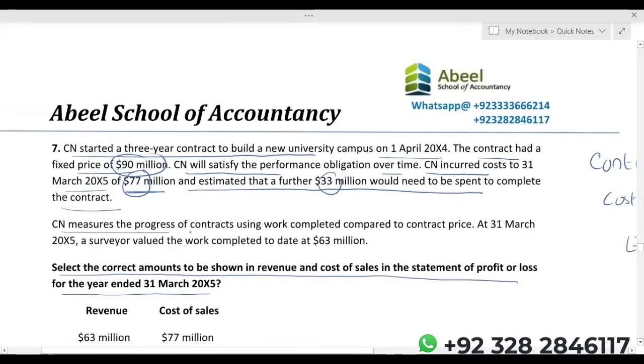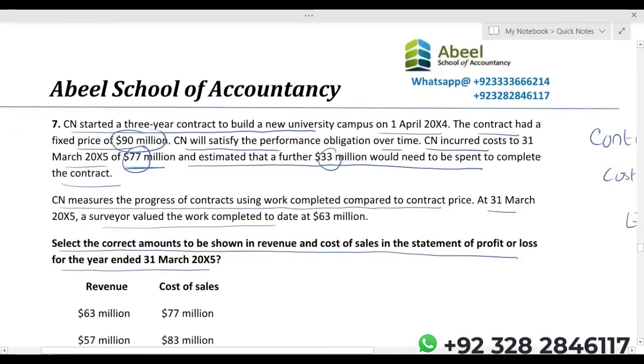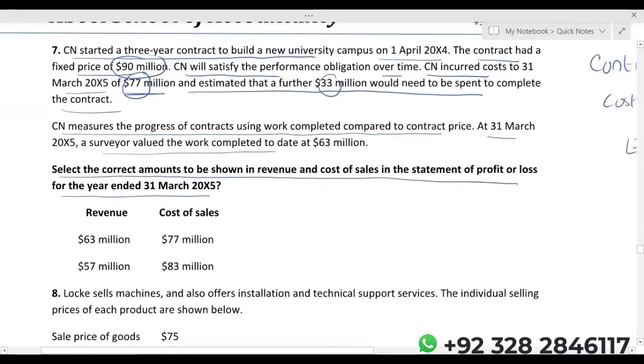CN measures the progress of the contract using work completed compared to the contract price. At 31st March X7, a survey valued the work completed to date at 63 million. So let us first calculate the percentage of completion. This is also called the output method. Value of work completed is 63 million, contract price is 90, into 100. 63 divided by 90, I'm getting 70%.